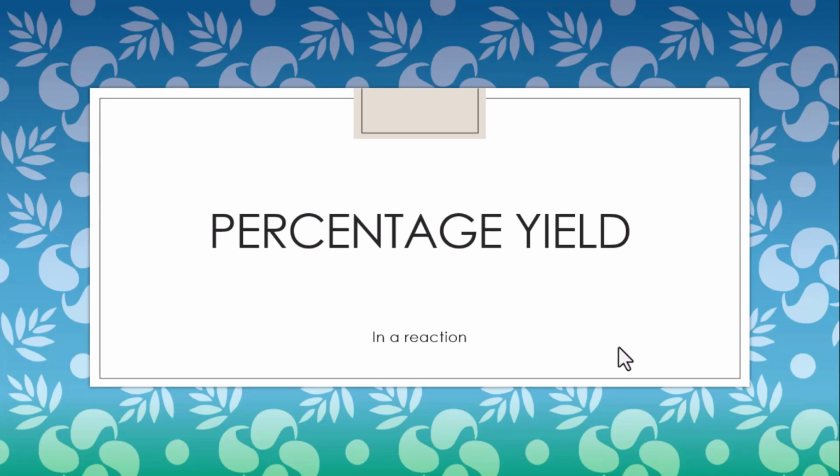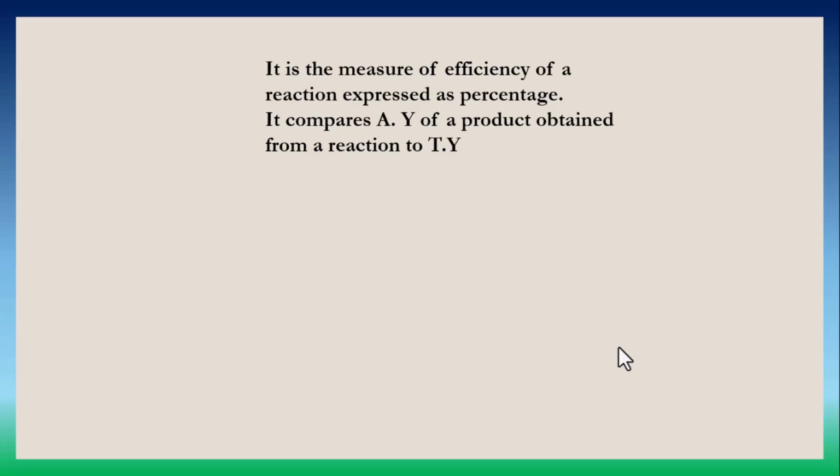Dear students, in today's lecture, we are going to look at what is percentage yield, how it can be calculated, and finally, we will look at why actual yield is always less than theoretical yield. Let's dive in. Percentage yield is the measure of efficiency of a reaction expressed as percentage.